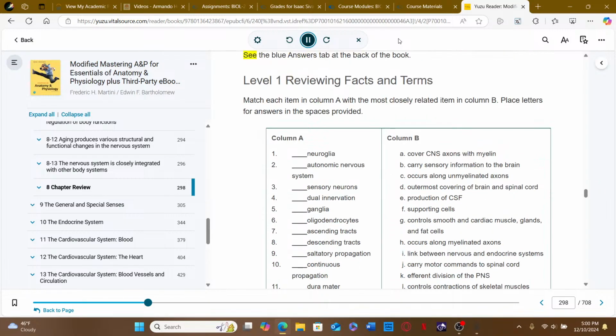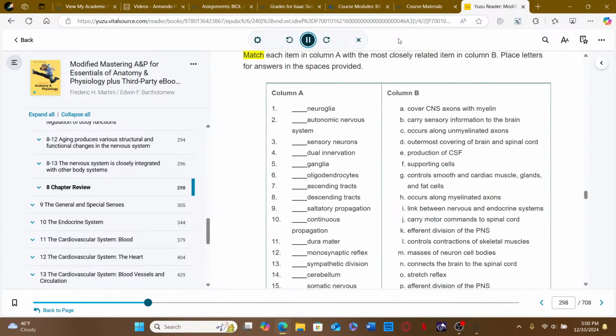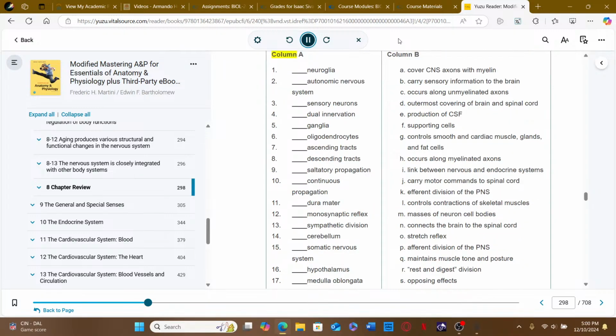Review questions. See the Blue Answers tab at the back of the book. Level 1: Reviewing facts and terms. Match each item in column A with the most closely related item in column B. Place letters for answers in the spaces provided.